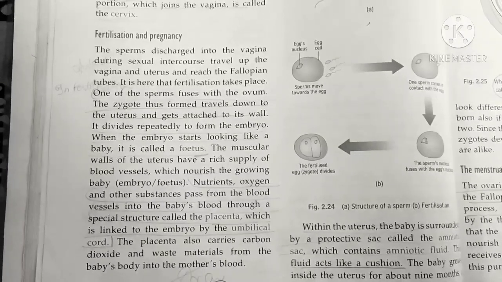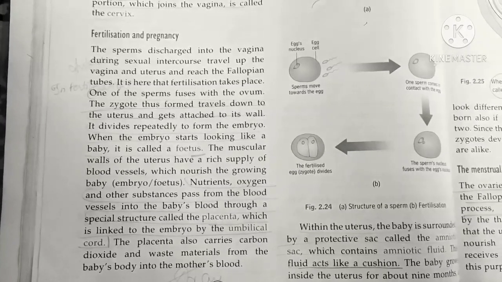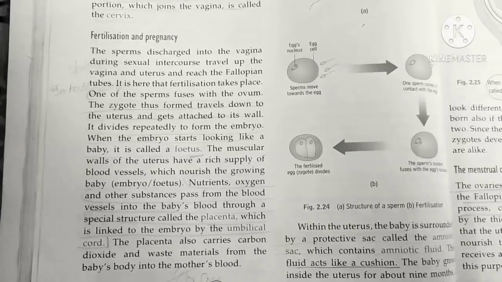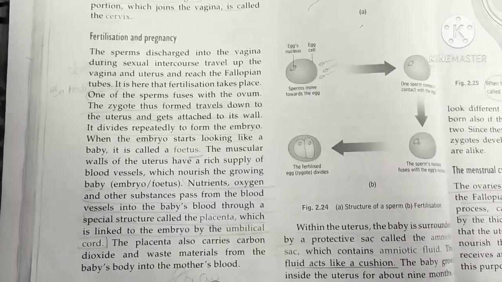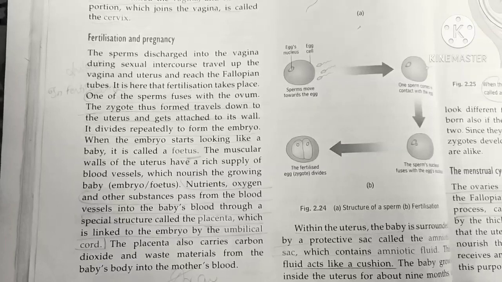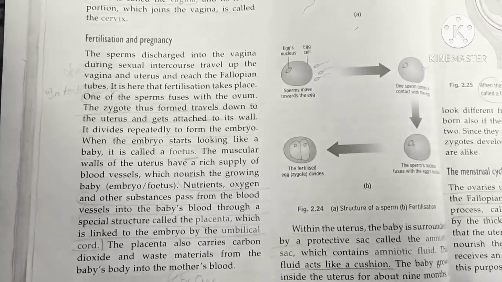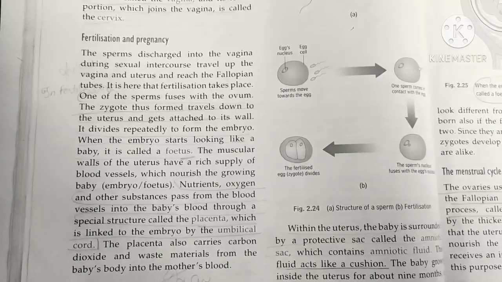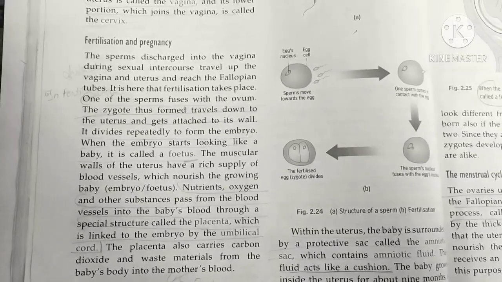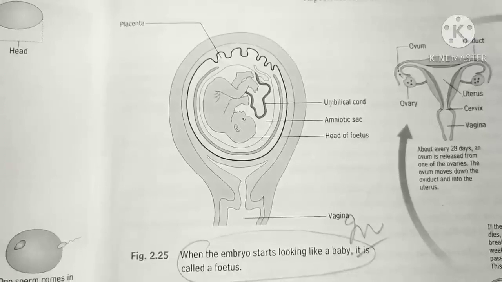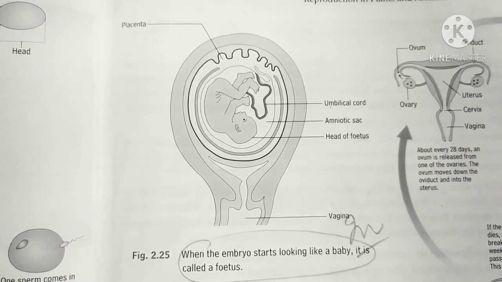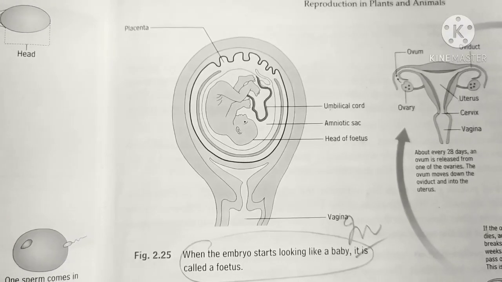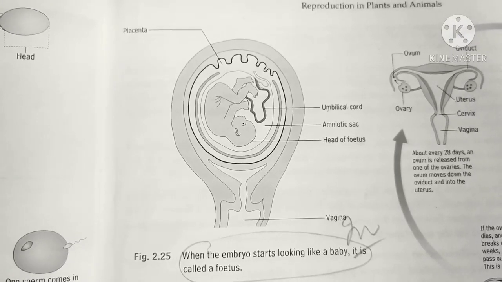Here on the right side there is given the fertilization process. Just see, first a number of sperms reach the ova in the fallopian tube, then one sperm fertilizes the egg, then it is called zygote and then the zygote starts dividing and it will change into embryo. Here is given the diagram of when the embryo starts looking like a baby, that is called fetus, and there is given the diagram of fetus.